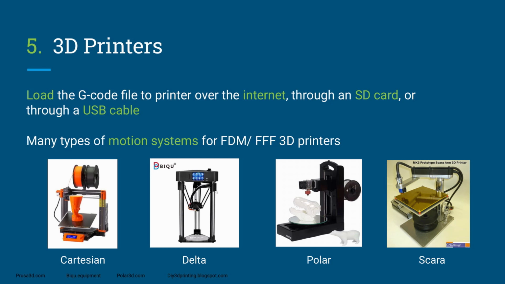There's also another one called delta, which is the second one over, and that is pretty cool. It uses 3 towers that each individually move up and down, that moves the head around and prints out an object. Deltas are pretty cool because they make very detailed prints, but also the print area is not very large unless you get a very, very big delta printer.